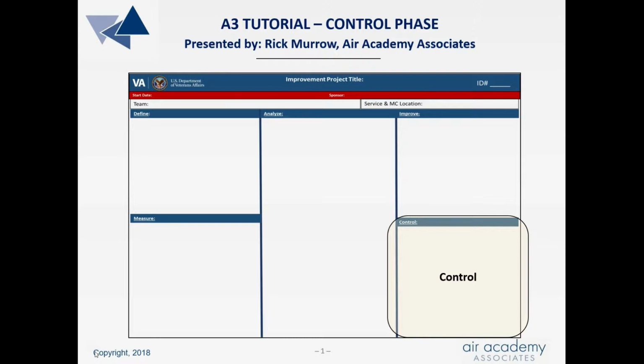contents we might expect to see in the fifth section of the A3 template. As you know, Vision 1 is using the improvement methodology DMAIC, so the fifth section is entitled Control. In the DMAIC methodology, the purpose of the control phase is to sustain the improvement gain that was achieved in the improve phase.